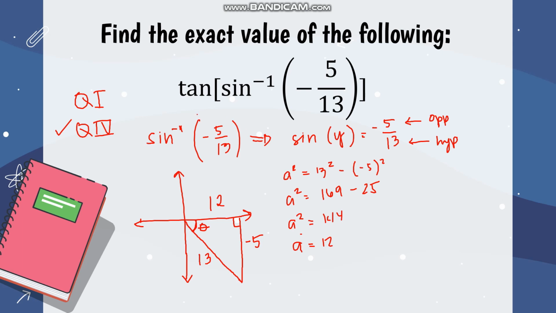And our answer here, what angle will give us a sine of negative 5 over 13? So it's the theta. What we can write now is tangent of theta, and then solve for it. What is the tangent of theta? It's opposite over adjacent. So negative 5 over 12. So therefore, this is now the value of our given expression.